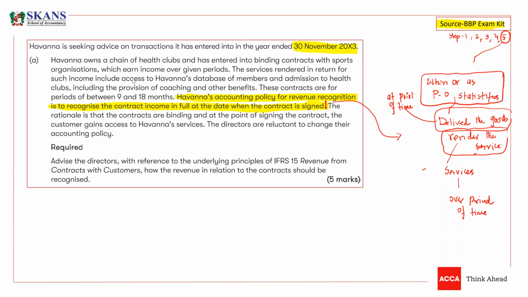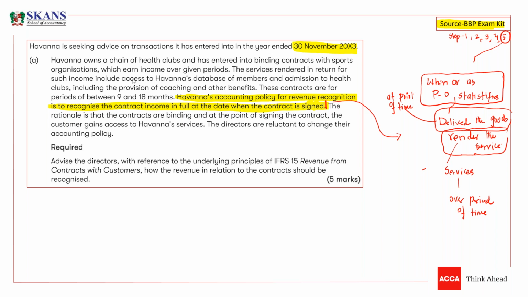Now guys, how to book a revenue in this contract? We need to apply the five steps. So tell me, is there a problem in step 1? No. Is there any problem in step 2? Step 2, yes. What are the promises that we are making to the sports organizations? What are the basic promises that we are making in a contract? We call them performance obligations. So how many POs are there?